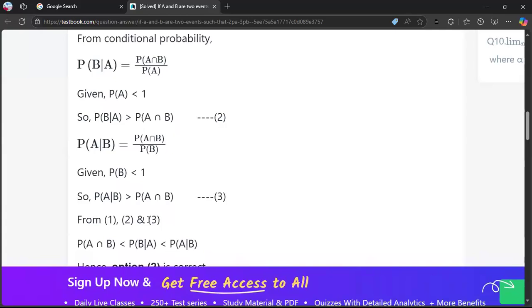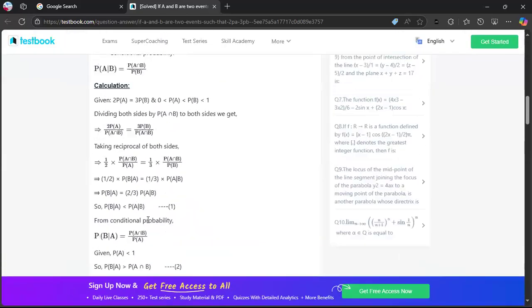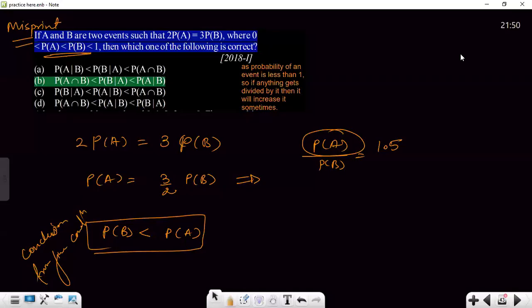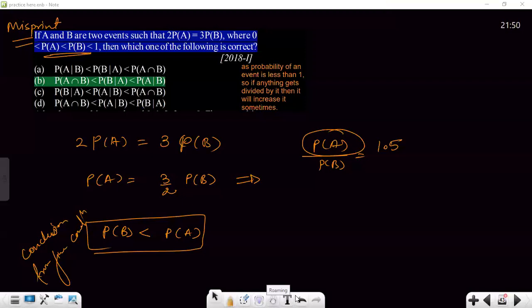Given P(B) is less than 1. No, I am very sure that this question is incorrect. This question is incorrect. I repeat, this question is incorrect. Let me re-screen share my slide. I'll discuss this question with one of my friends. We'll get back if there are some changes. For now, this question stands as a misprint and a misinterpreted question as per my opinion.